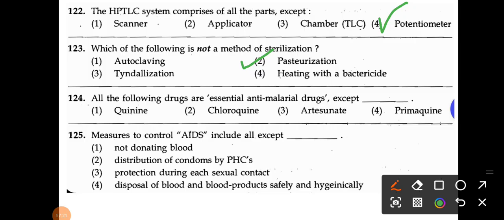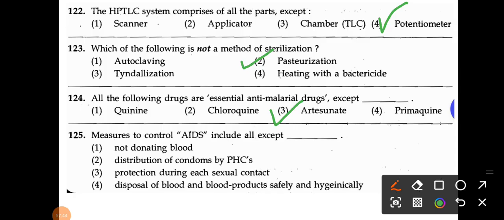All of the following drugs are essential anti-malarial drugs except, which of these is a drug that does not come under essential anti-malarial drugs? Quinine, chloroquine, artesunate and primaquine. So what is the correct answer here? That is your artesunate.